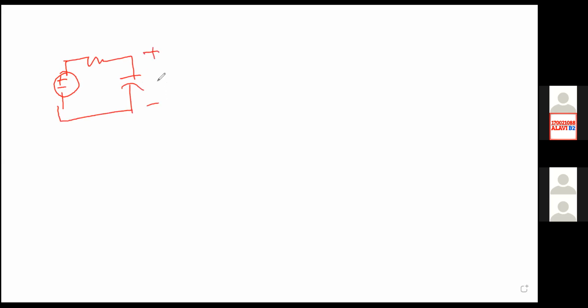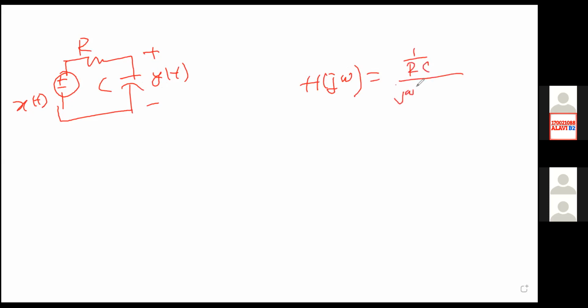Our output is y(t), our input is x(t), this is your R, this is your C. We know the h(t) of your circuit, and the corresponding H(omega) is also known to us. We have found that for the continuous case, H(omega) equals 1 divided by RC, divided by j omega plus 1 divided by RC. Is it okay? Yes, sir.